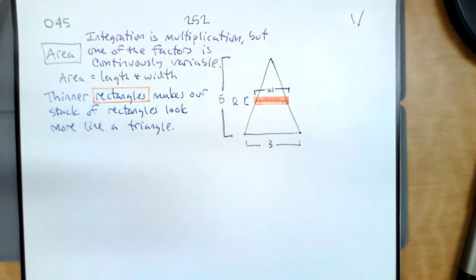So what we're going to do is calculate the area of this triangle by calculating the area of all those rectangles. We're going to add up all those rectangles. We're going to assume that instead of the width being different at the bottom and at the top of the triangle, for some small change in height, the width is constant. That's the assumption. That's what we want to happen, because integration is multiplication, but one of the factors is variable. That's the problem right there. So I make one of the variable factors constant for a little while.